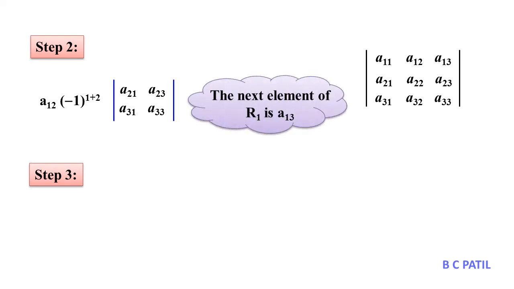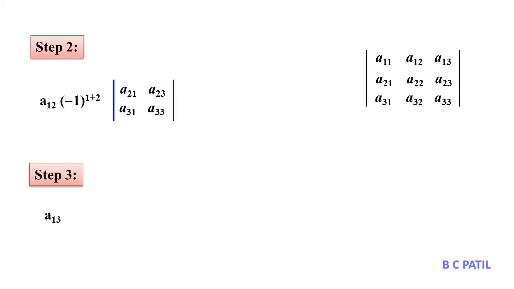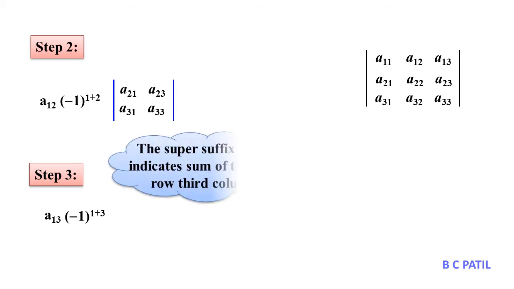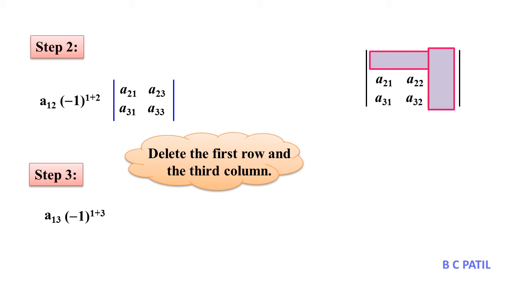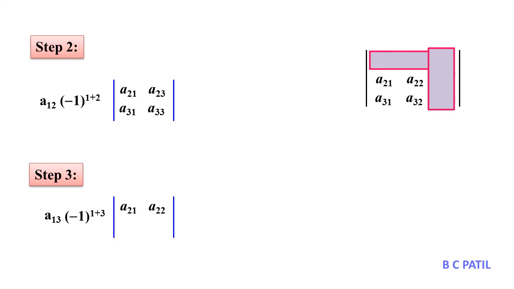Step 3: The next element of R1 is A13. A13 into minus 1 raised to 1 plus 3. The superscript of minus 1 indicates the sum of the first row, third column element. Delete the first row and the third column element. The remaining elements are A21, A22, A31, A32.